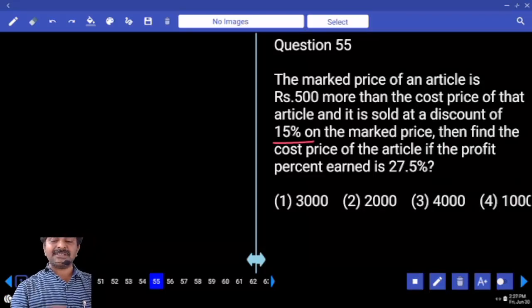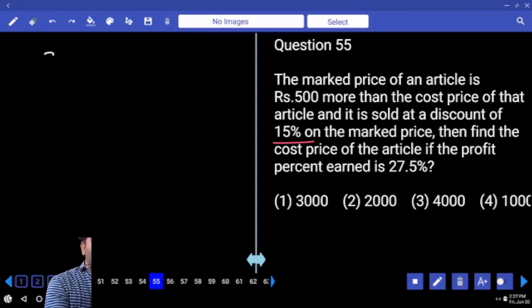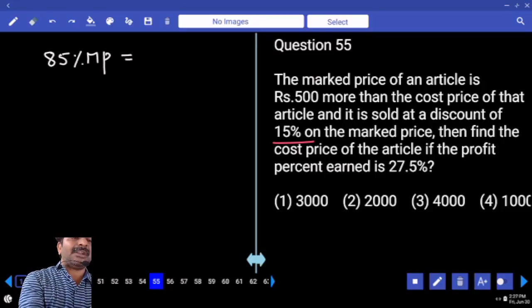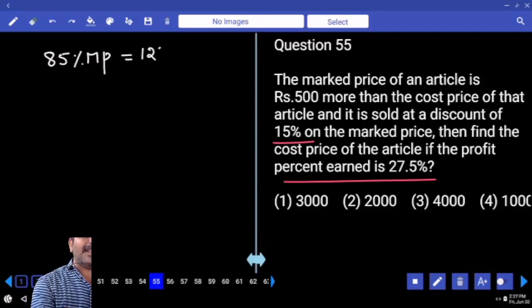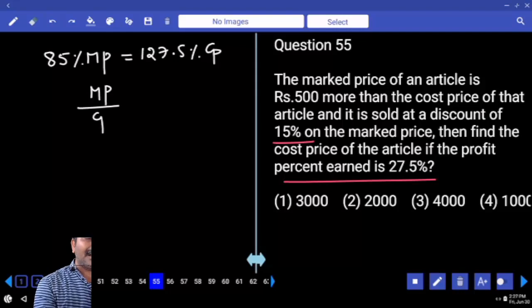How much discount is offered? That means we will sell the item at 85% of which price? Market price. What is this called? Selling price. And at the same time it is given that the profit earned was 27.5%. Then at what price will we sell the item? 127.5 percent of which price? Cost price. From this, can I say market price by cost price is equal to 127.5 divided by 85 only?